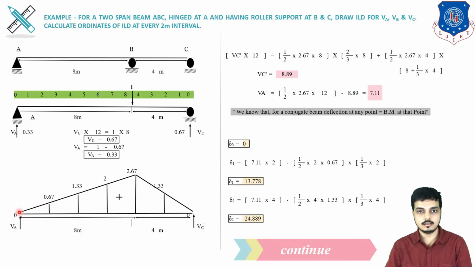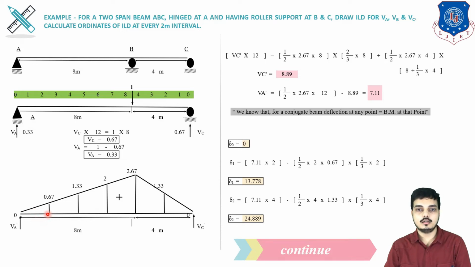Now you can see there is a small triangle of height 0.67 and length 2 meter. Also there is a reaction of VA dash. Value of VA dash is 7.11. So what is the deflection at this point? It is nothing but VA dash into 2, 7.11 into 2, minus area into CG of this triangle, 1/2 into 2 meter distance into 0.67 into CG. From this point it is 1/3.